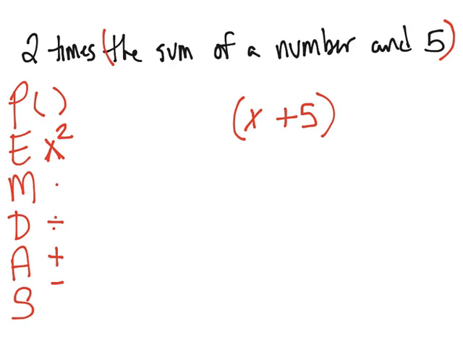So these three things come together to create the sum of a number and 5. Next, we're going to look at the rest of the problem. It starts out with 2 times. Since times means multiplication, it means we need to multiply this parenthesis set of x plus 5 by 2. And there's our final answer.